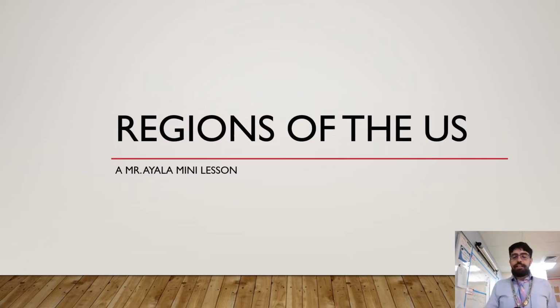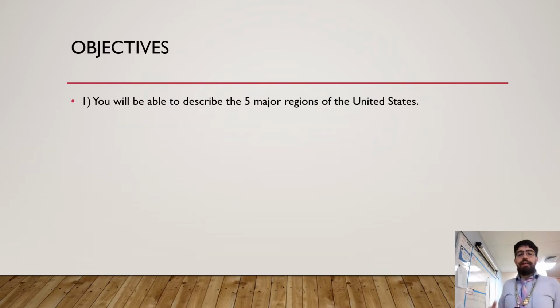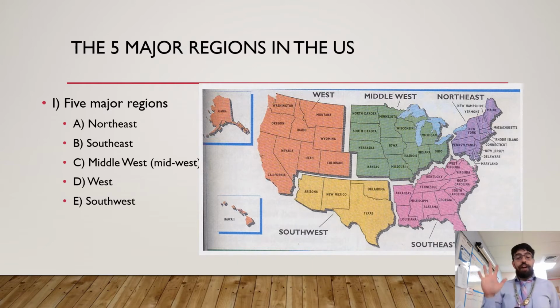So let's get started. By the end of this slideshow, you should be able to describe the 5 major regions of the United States. Not only should you be able to identify their location and the major states that are in there, but you should also be able to describe it using the theme of geography known as place. So let's start off. There's 5 of them.